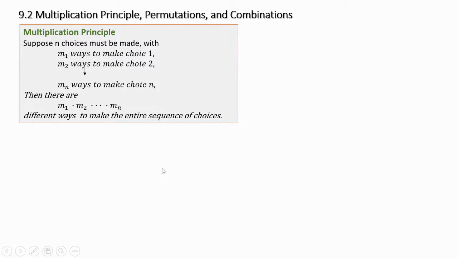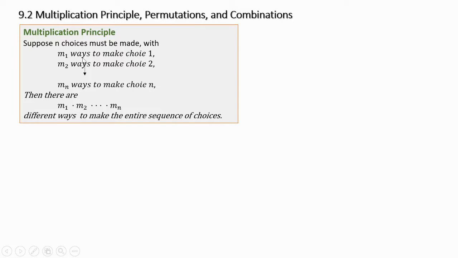Okay, now we're doing 9.2. This is the multiplication principle, permutations and combinations. So the multiplication principle is like this. Suppose you have n number of choices, and choices must be made with m1 ways to make choice 1, m2 ways to make choice 2, mn ways to make choice n, and so what you do, guys, all you do is multiply each possible way. So it'll be m1 times m2 times m3 and so forth until I get to mn. This is different ways to make the entire sequence of the choices.